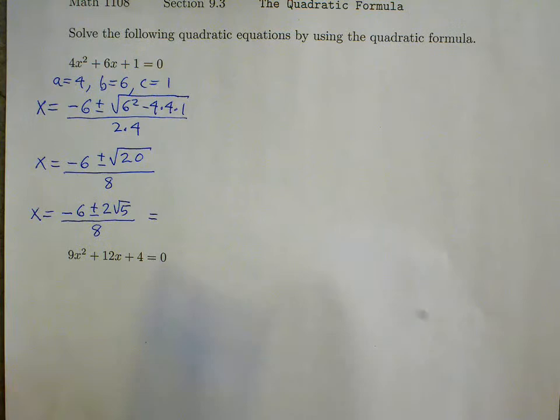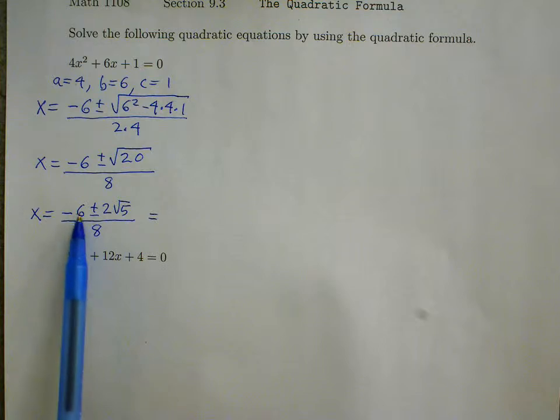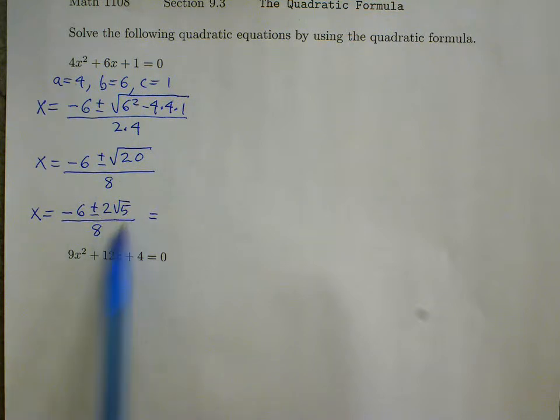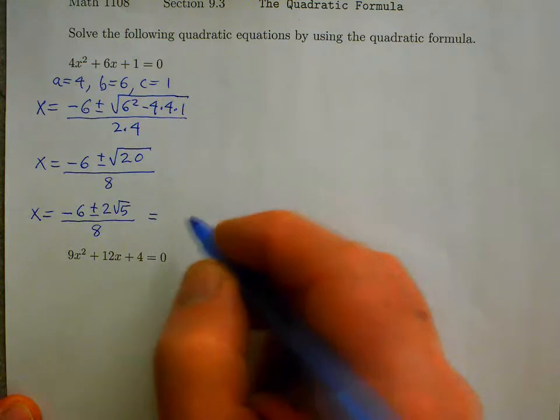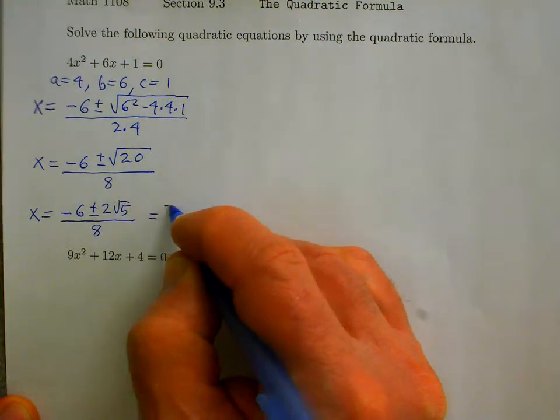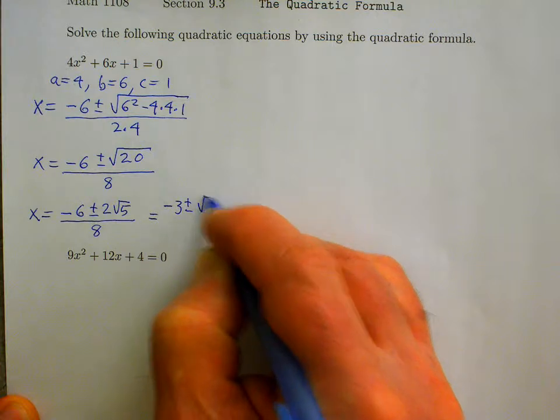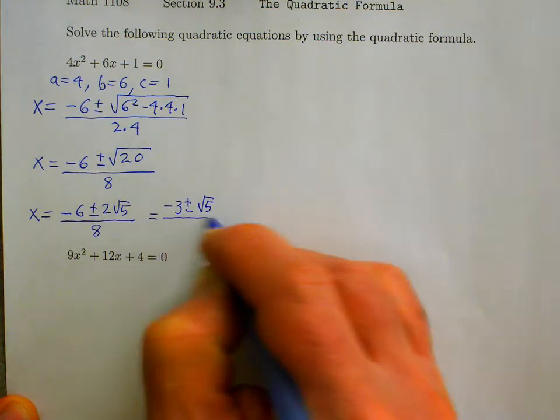And here's where you have to be careful when you write it in lower terms. 2 is a common factor of both terms in the numerator, the negative 6, as well as the positive and negative 2 times the square root of 5. And 2 is a factor of 8. So when you cancel the common factor of 2, you're going to get negative 3 plus and minus the square root of 5, all divided by 4.